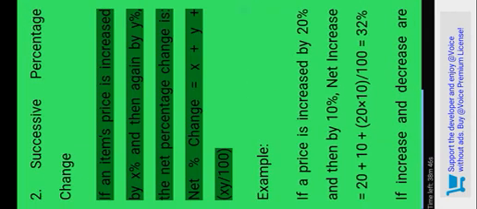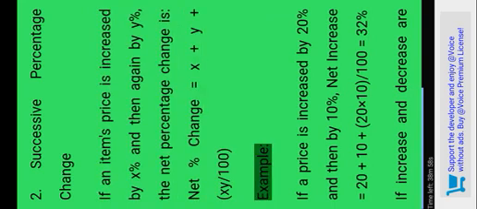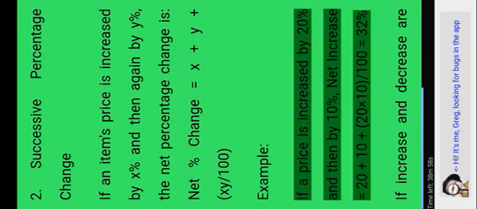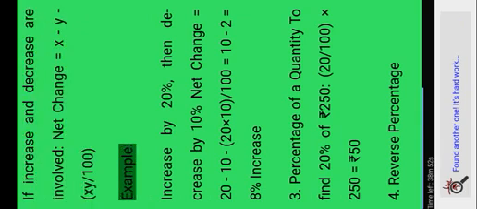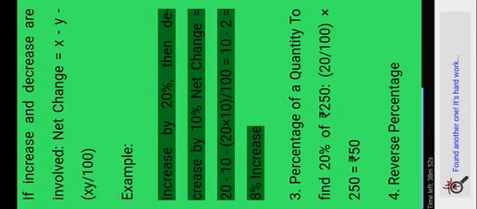Net percent change equals X plus Y plus XY over 100. Example: if a price is increased by 20% and then by 10%, net increase equals 20 plus 10 plus (20 times 10) over 100 equals 32%. If increase and decrease are involved, net change equals X minus Y minus XY over 100. Example: increase by 20%, then decrease by 10%, net change equals 20 minus 10 minus (20 times 10) over 100 equals 10 minus 2 equals 8% increase.